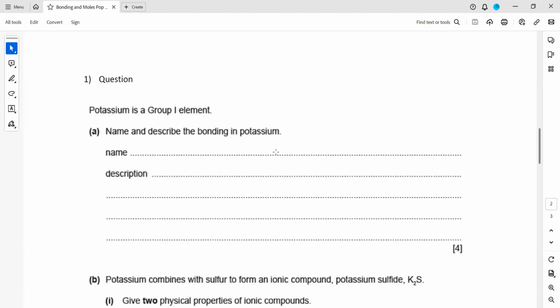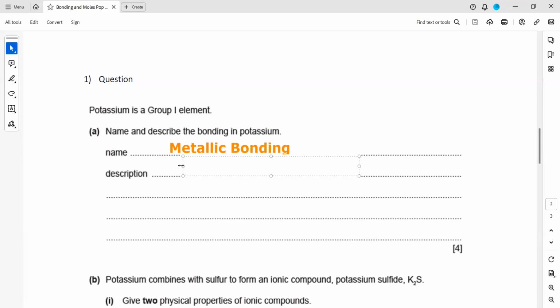So in question 1, potassium is a group 1 element. Name and describe the bonding in potassium. So what type of bonding is there in potassium? It will have metallic bonding, because all metals have a metallic bond. And how do we explain the metallic bonding? It is actually the electrostatic force.